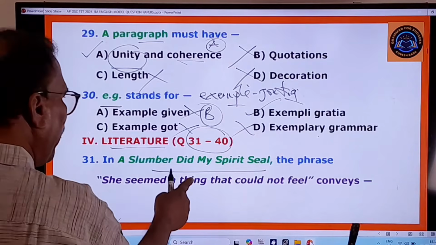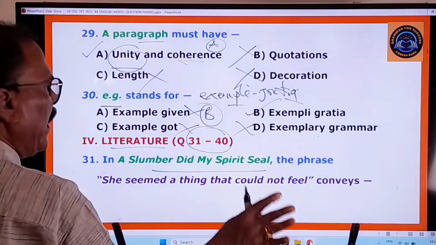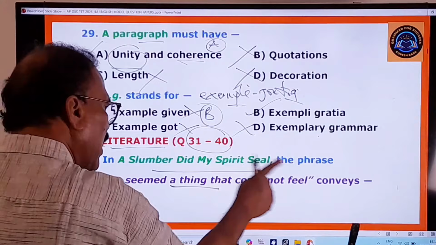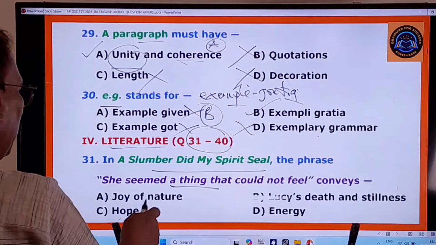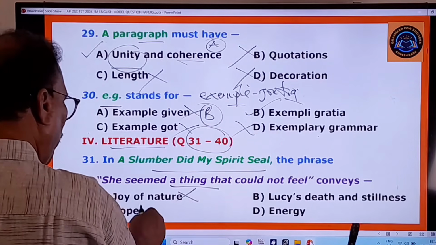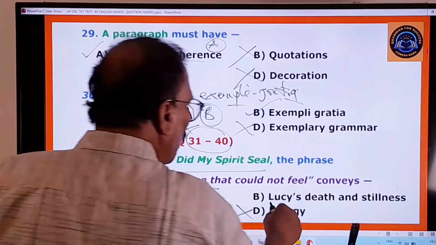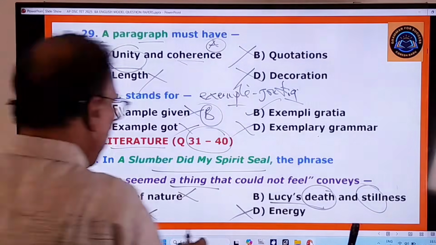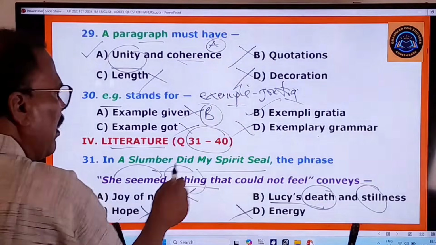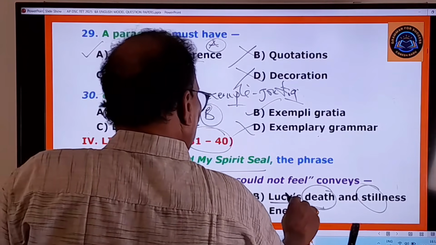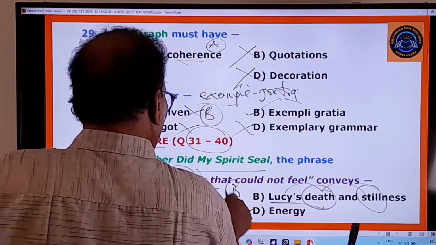She seemed a thing that could not feel. What does this line convey? The joy of nature? No. Hope? No. Energy? No. But Lucy's death and stillness, because she seemed like a thing. This conveys the idea of Lucy's death and stillness. So B is our answer.